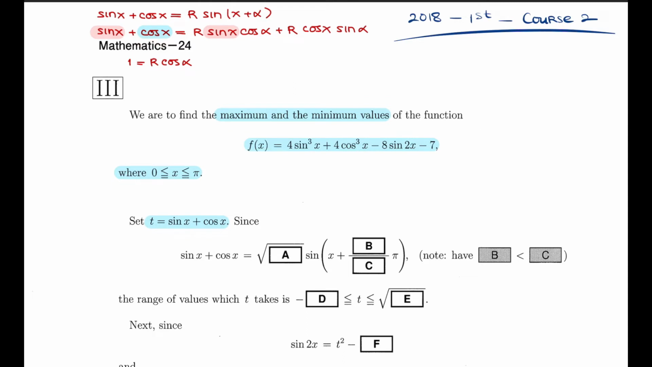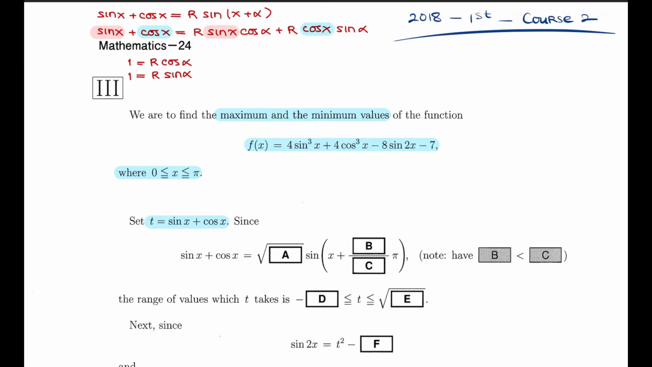And then from the second expression, we have cos x here, and on the right hand side, we have cos x here. By comparing the coefficient of cos x, on the left hand side it is 1, and on the right hand side it is r sine alpha. Then 1 equals r sine alpha.